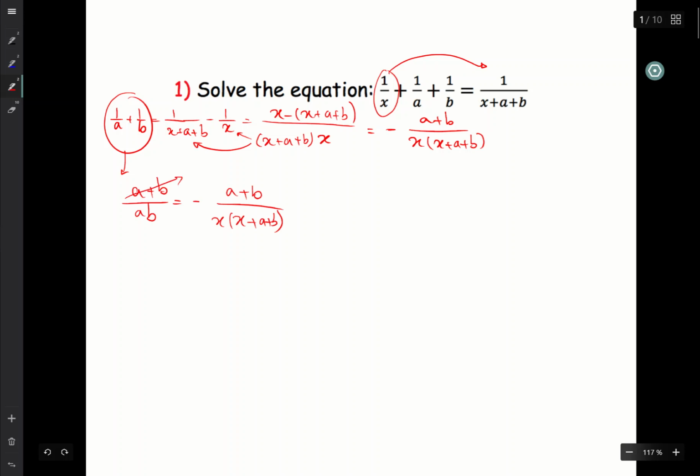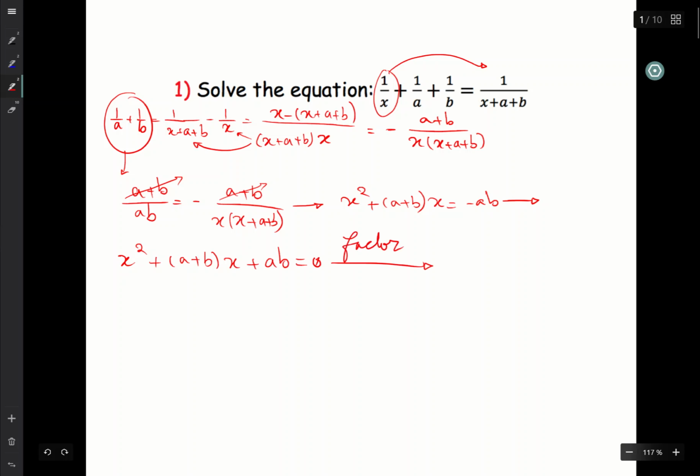And then we can cancel out a plus b from both sides: x squared plus a plus b times x is equal to minus ab. Therefore, x squared plus a plus b times x plus ab is equal to 0. And it's very easy to realize how to factor this: x plus a times x plus b is equal to, right, x squared, xb, ax, and ab. And therefore the roots are minus a and minus b.